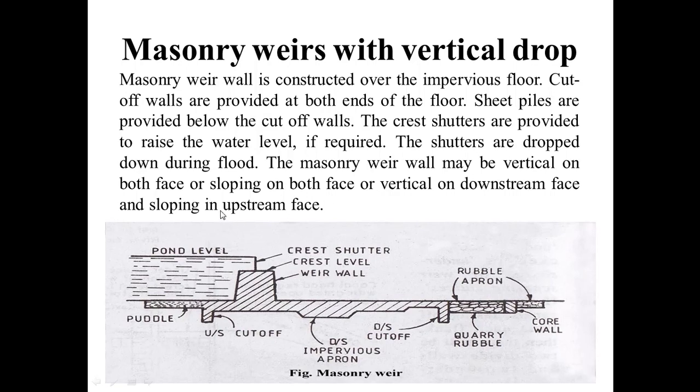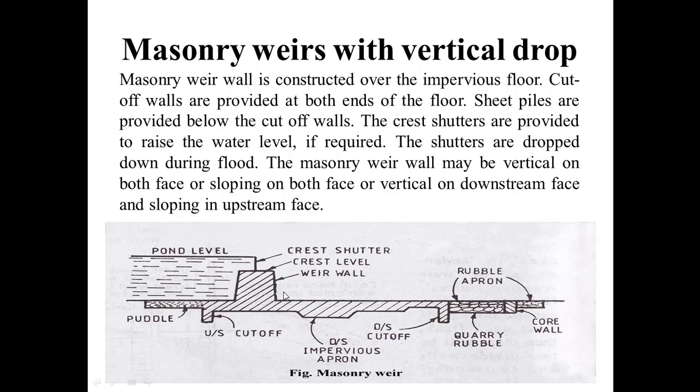The shutters are dropped down during the floods. During the floods, the shutters are removed so that the flood water easily passes over the barrier or weir. The masonry weir wall may be vertical on both faces or sloping on both faces, or vertical on the downstream face and sloping on the upstream side. As shown in this case, the weir wall may be vertical on both sides or sloping on both sides, or sloping on one side, meaning sloping on the upstream side and vertical on the downstream side.